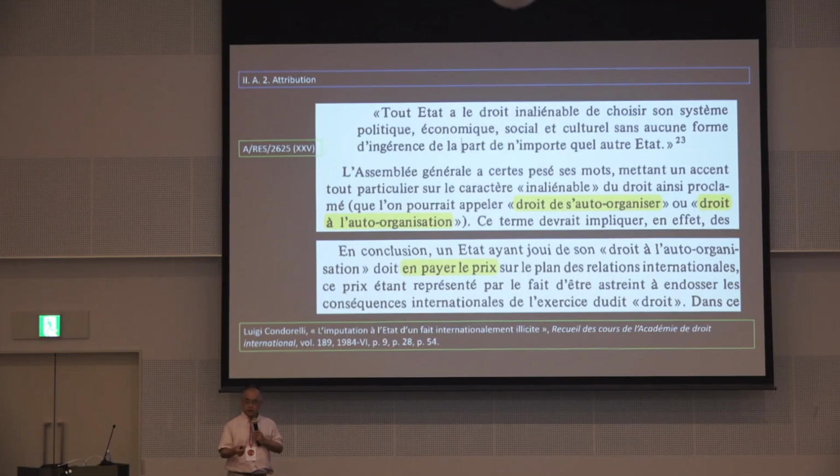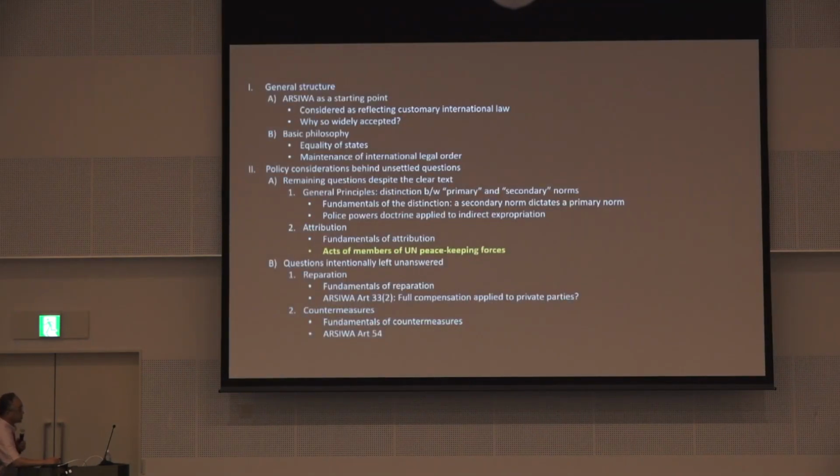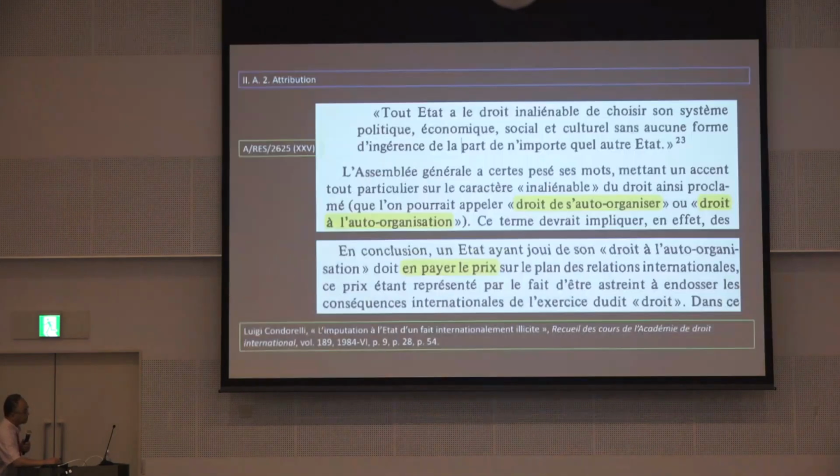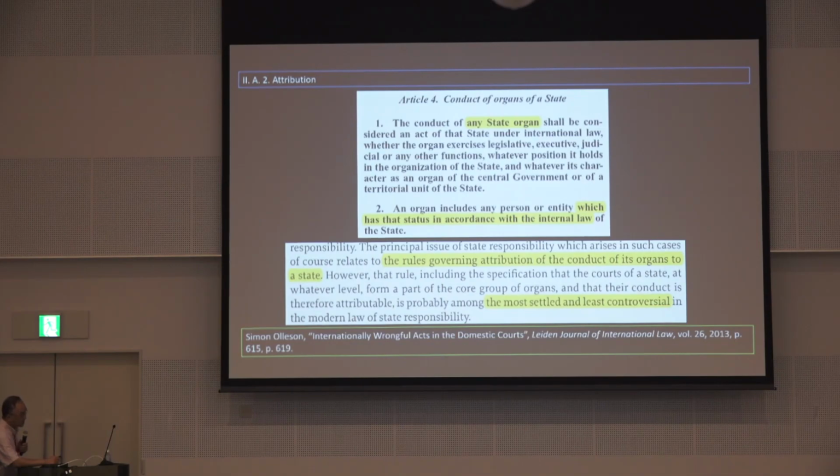But there is a price that you have to pay for that. If you define this as an organ of the state, then you have to accept that the act of that organ is attributable to you. If you decide, for example, that the central bank is a state organ, then you have to accept that the act of the central bank is attributable to the state. Fine, so far so good. It's clear. As Alderson said, it's the most settled and least controversial.